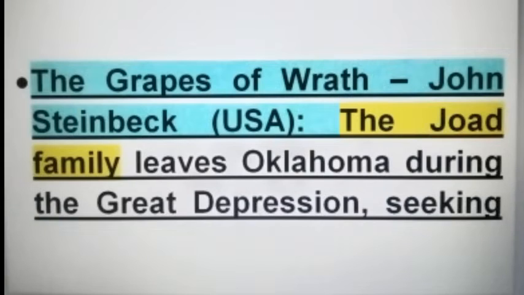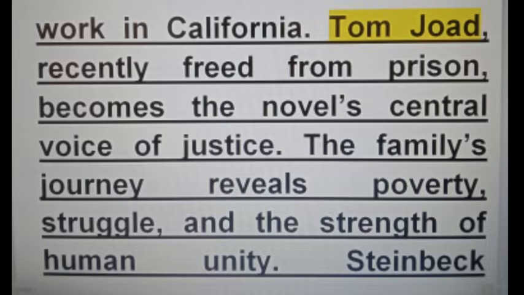The next work is from USA, that is John Steinbeck's work, The Grapes of Wrath. The Joad family leaves Oklahoma during the Great Depression, seeking work in California. Tom Joad, recently freed from prison, becomes the novel's central voice of justice. The family's journey reveals poverty, struggle, and the strength of human unity.